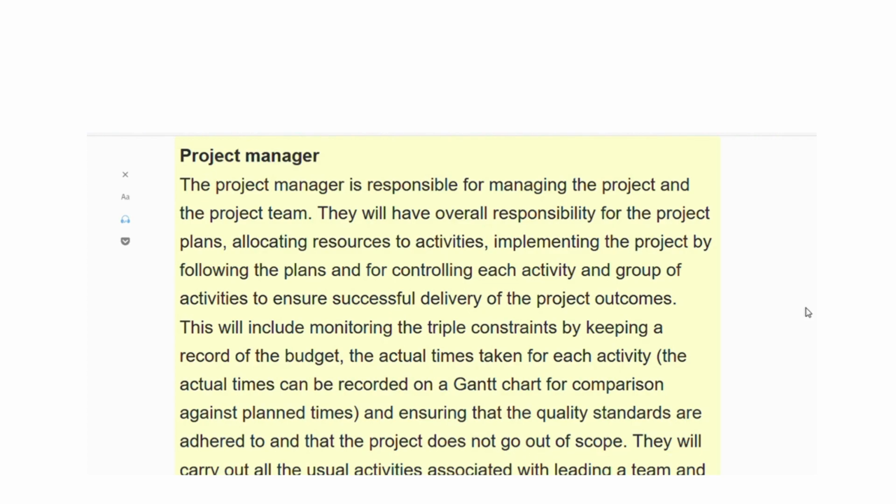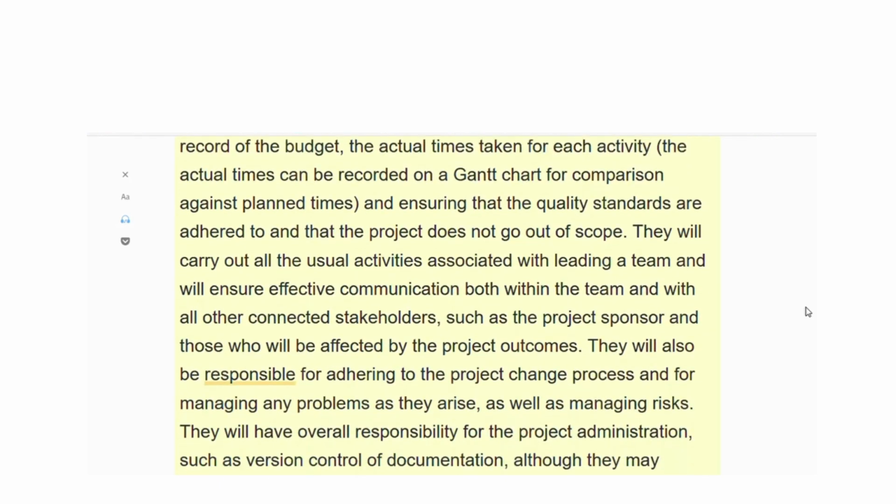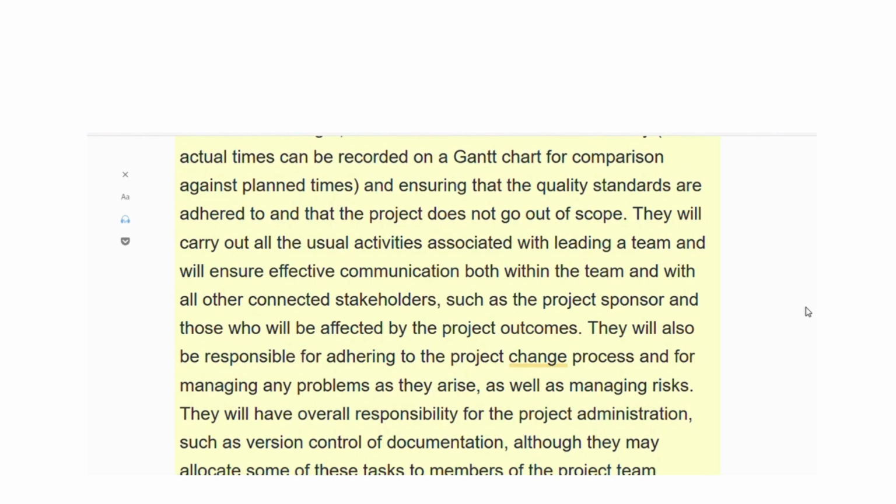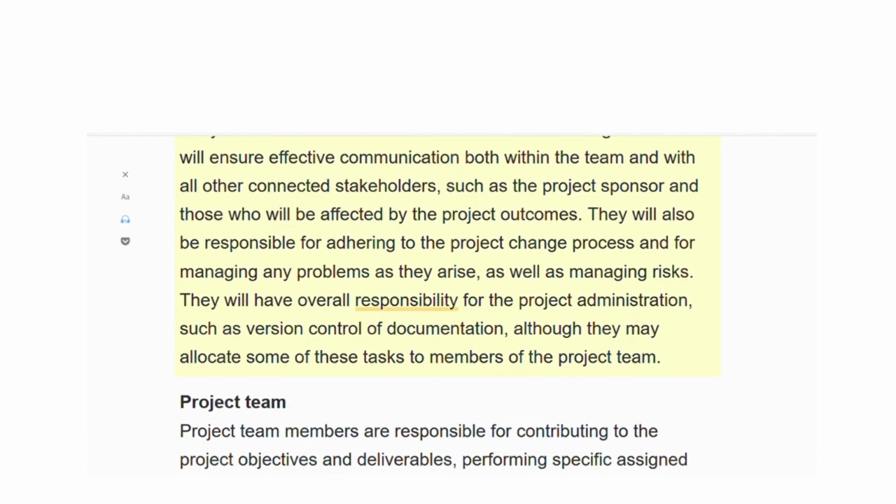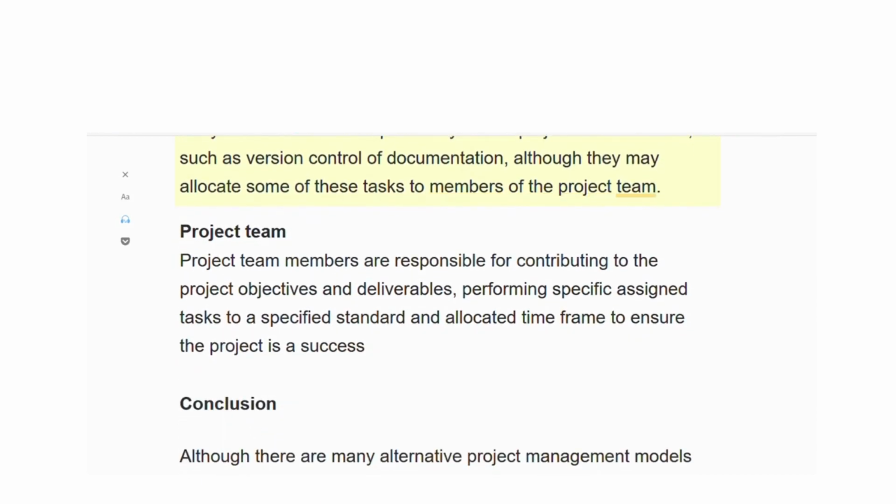They will carry out all the usual activities associated with leading a team and will ensure effective communication both within the team and with all other connected stakeholders, such as the project sponsor and those who will be affected by the project outcomes. They will also be responsible for adhering to the project change process and for managing any problems as they arise, as well as managing risks. They will have overall responsibility for the project administration, such as version control of documentation, although they may allocate some of these tasks to members of the project team.